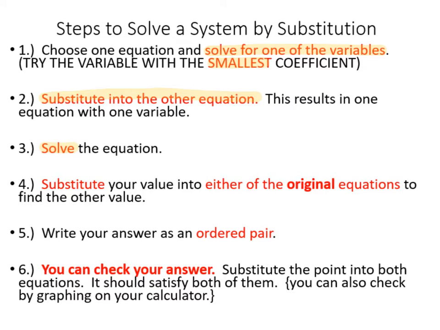Solve the equation. Substitute your value into either of the original equations and find the other value. Write your answer as an ordered pair, and lastly, you can check your answer by substituting the point into both the equations, and it should satisfy both of them.